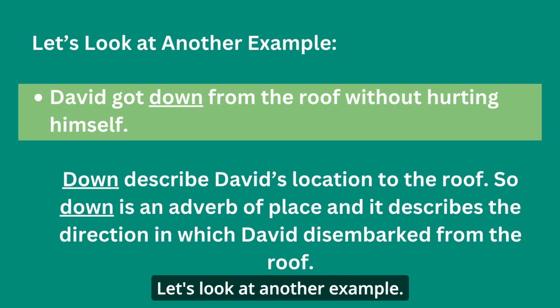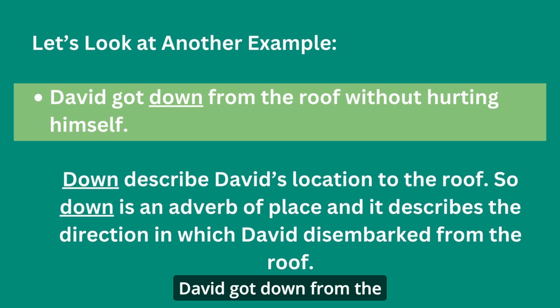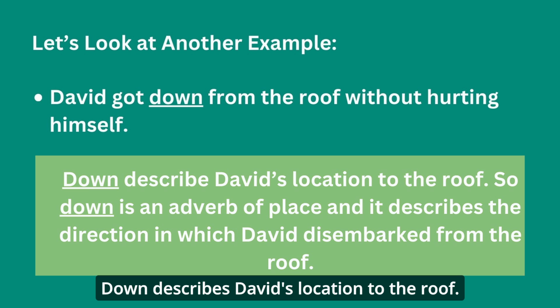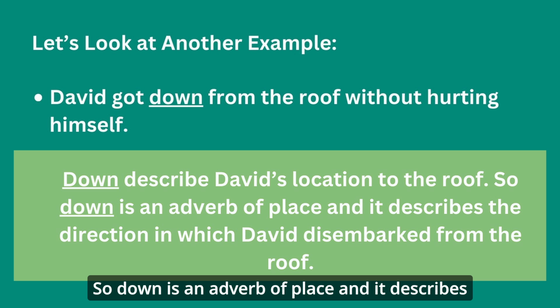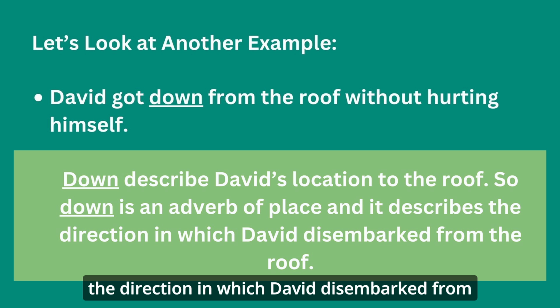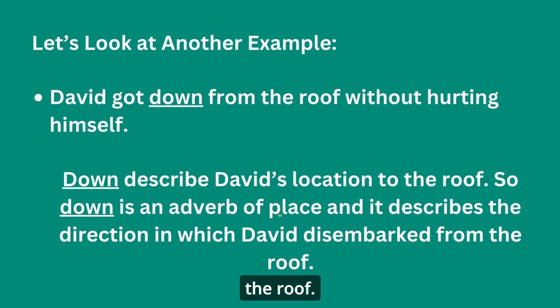Let's look at another example. David got down from the roof without hurting himself. Down describes David's location to the roof. So down is an adverb of place, and it describes the direction in which David disembarked from the roof.